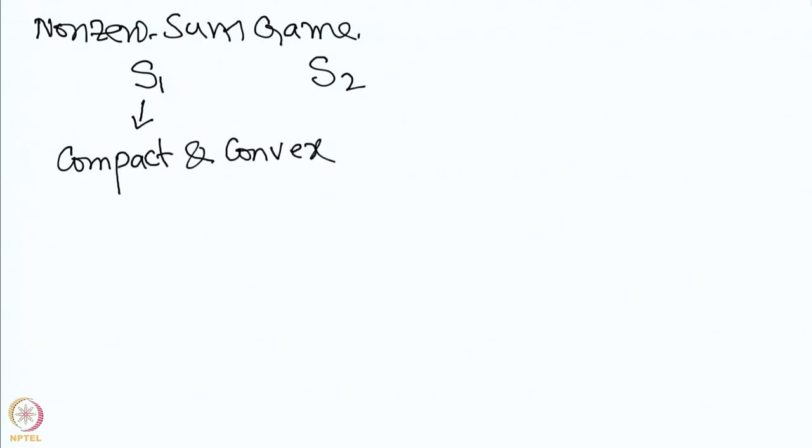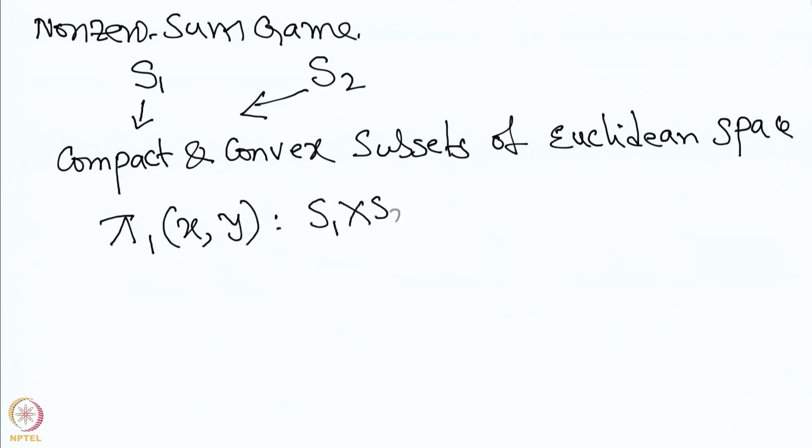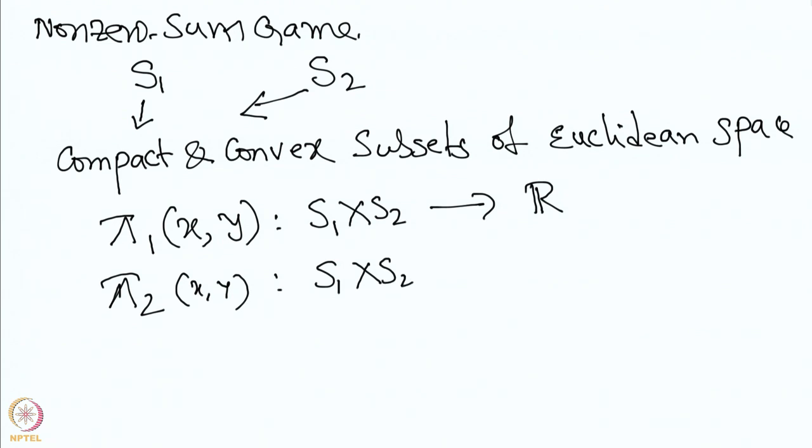So, let us see. We take the non-zero sum game now. S1 and S2 are the strategy sets of player 1 and player 2. We assume S1 is compact and convex. Same with S2, compact and convex subsets of Euclidean space. The pair of functions pi 1 of x comma y is a function from S1 cross S2 to R, and similarly pi 2 is a function from S1 cross S2 to R. Both have to be continuous.